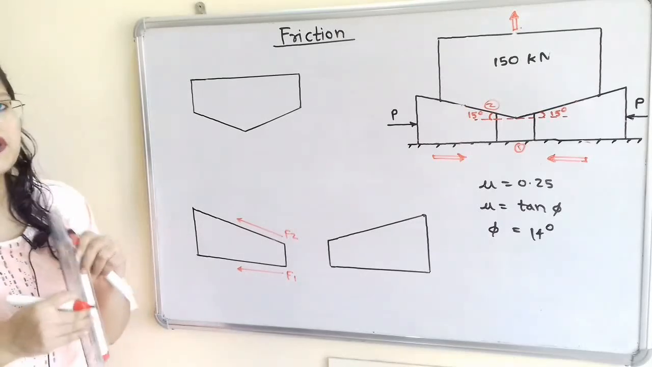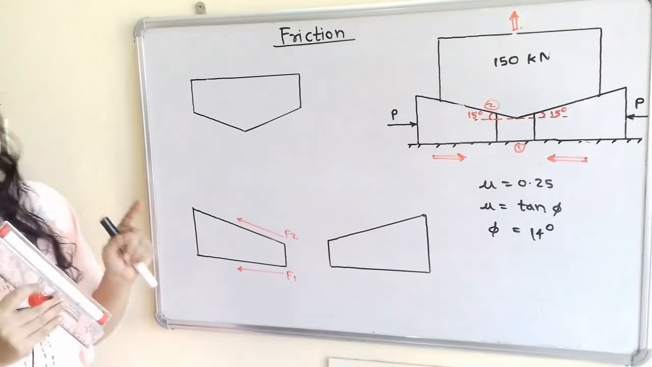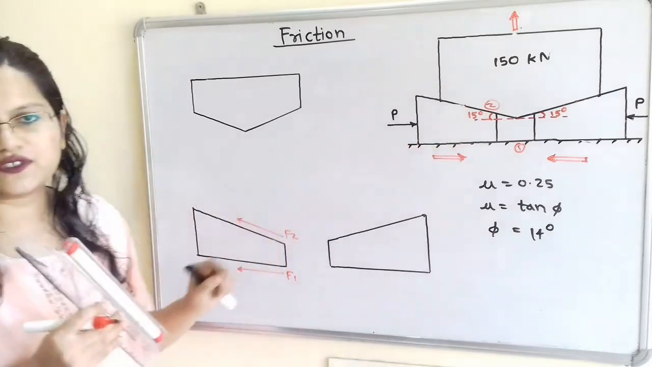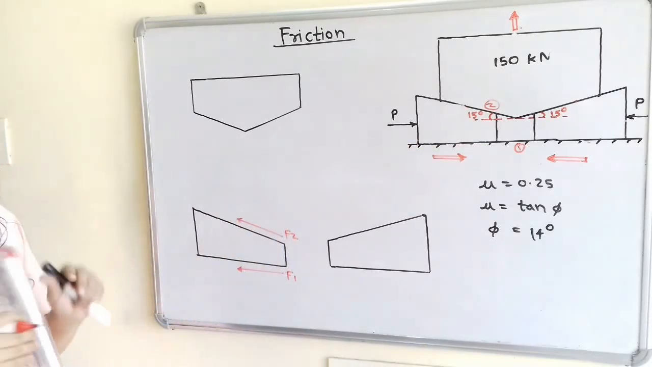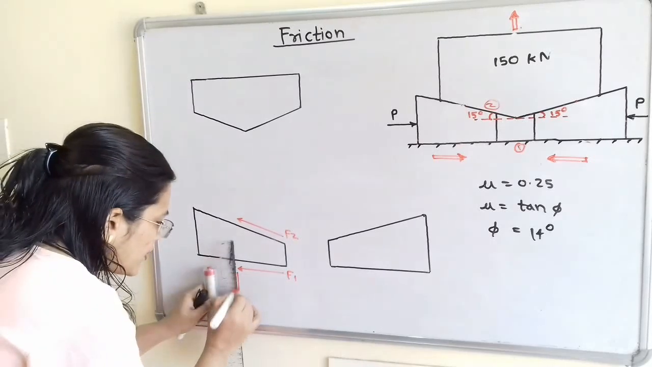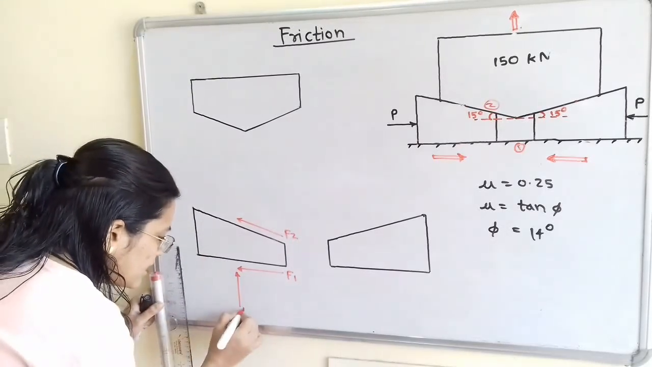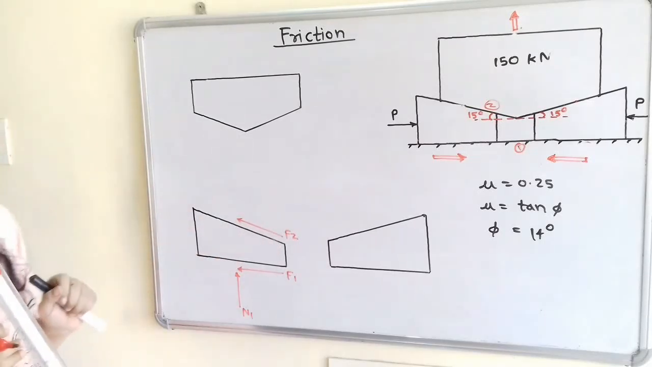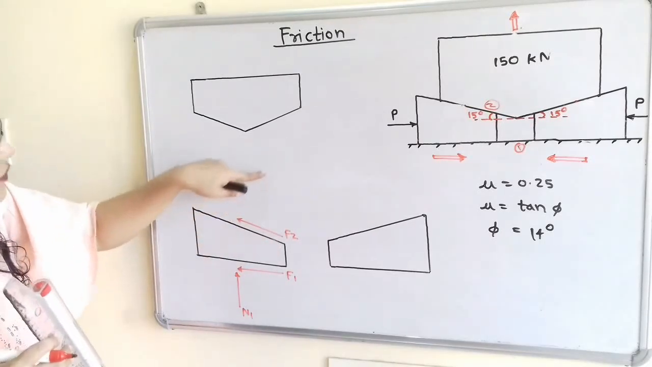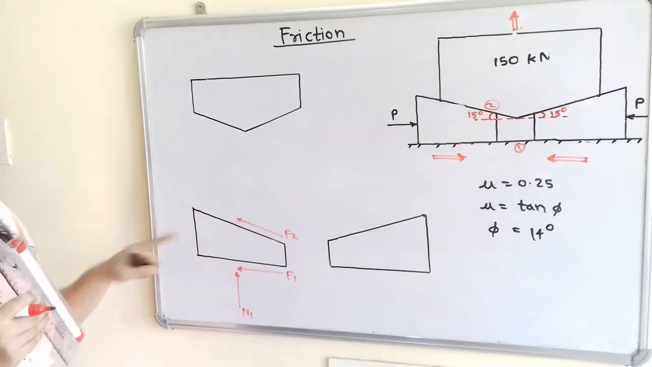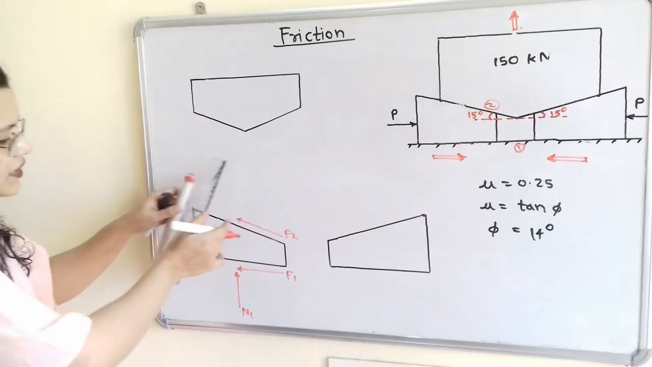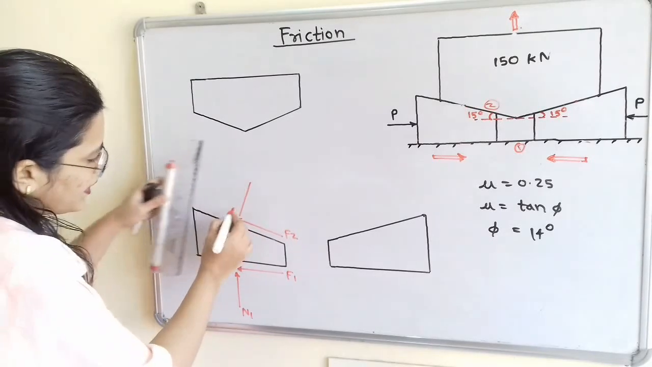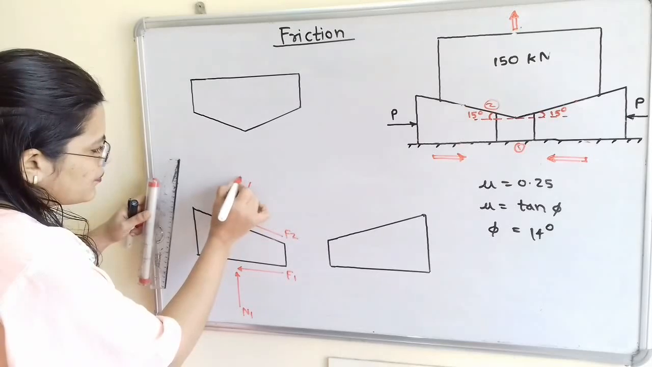Now we will mention the normal reaction. Normal reaction is always in the perpendicular direction of the surface of contact. For the base, it is a horizontal surface, so we will show here normal reaction N1 which is vertical. Now for the upper side which is inclined, we have to show the normal reaction. So we will show here one perpendicular line, and it is known as N2.